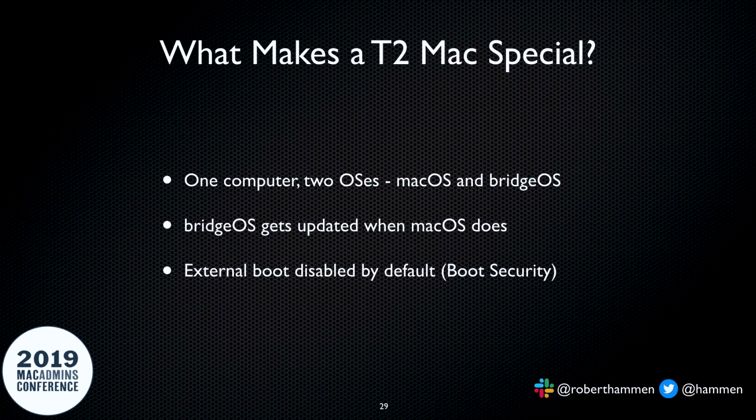What makes a T2 Mac special? Well, we could spend a lot of time talking about this, but I'll just hit the highlights that are relevant here. T2 machines have two OSs installed on them. There's macOS and BridgeOS. There is some synergy between these two because these two OSs communicate with each other. So when you update macOS, there's always a BridgeOS update available, at least if Apple publishes it.